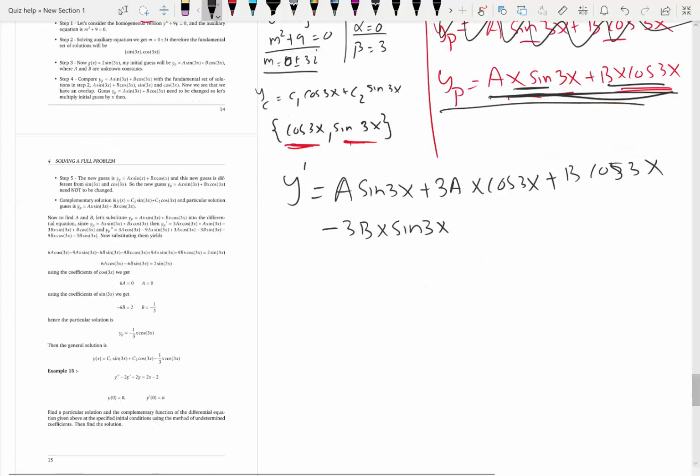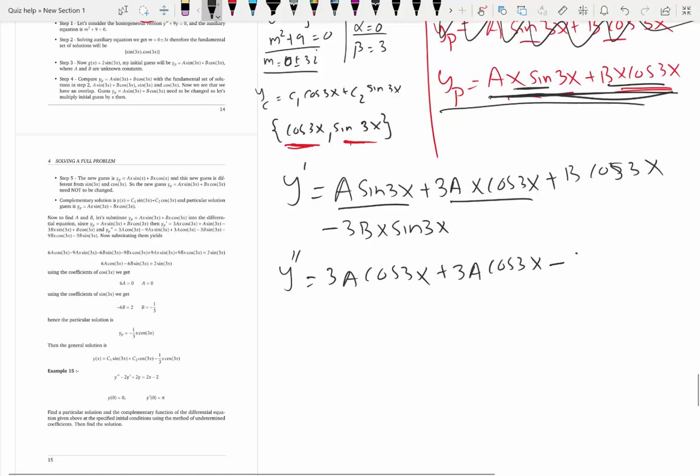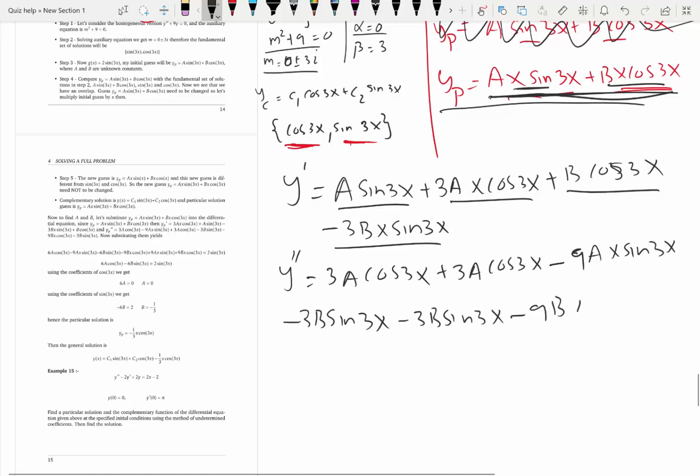Okay, now we need y double prime. So I apply the product rule again for most of these terms. Here, a sine 3x, you don't need the product rule there because it's just a constant times sine 3x. It will be 3a cosine 3x. Here we need the product rule. If you differentiate x, it's 3a cosine 3x, plus if you differentiate cosine 3x, it will be negative 3, so negative 9ax sine 3x. Here you don't need the product rule, it will be just negative 3b sine 3x. Here, if you differentiate with the product rule, negative 3b sine 3x, negative 9bx cosine 3x.